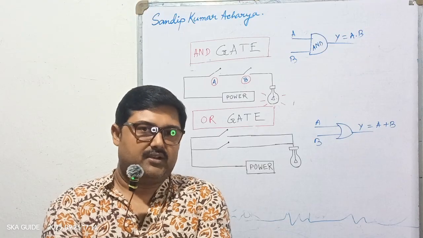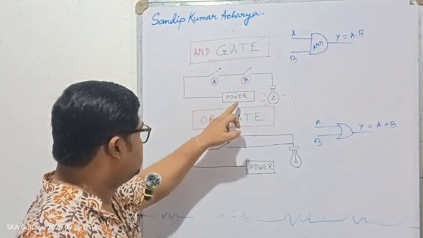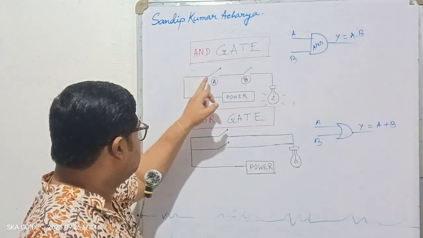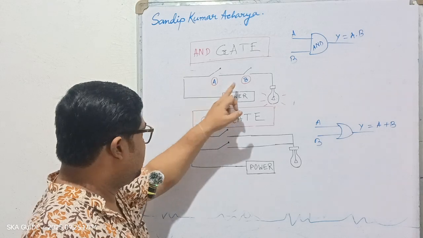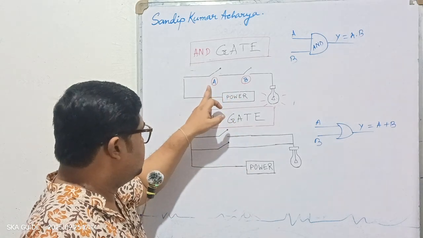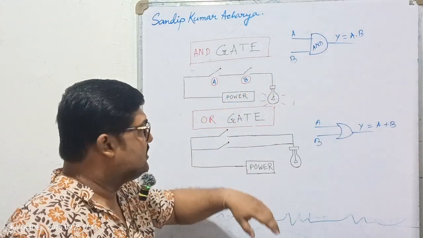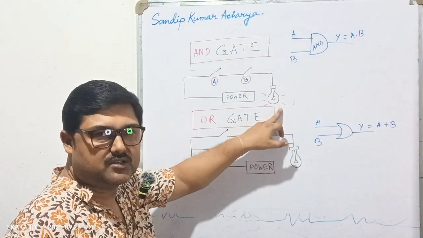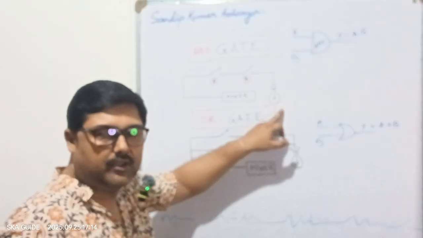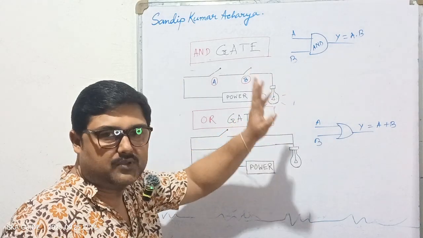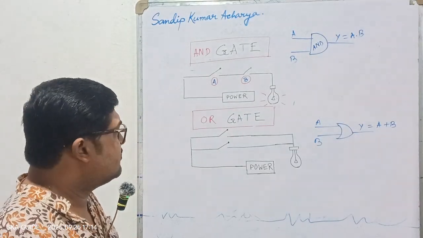In this scenario, for AND gate, we have this circuitry where the power is here and it is moving forward by these two switches A and B. You may consider this A and B as the inputs to the AND gate, and the situation of the light, whether it is glowing or not, is the output of the circuitry. That means Y.